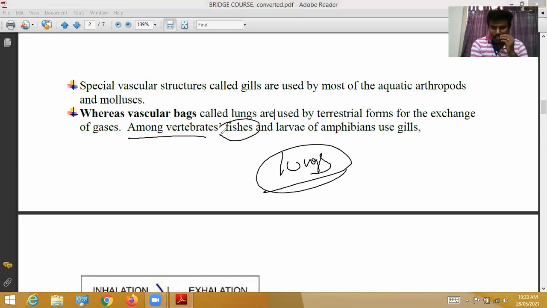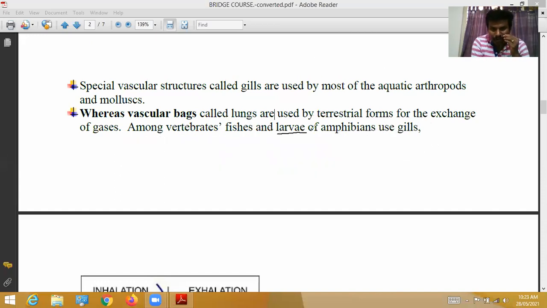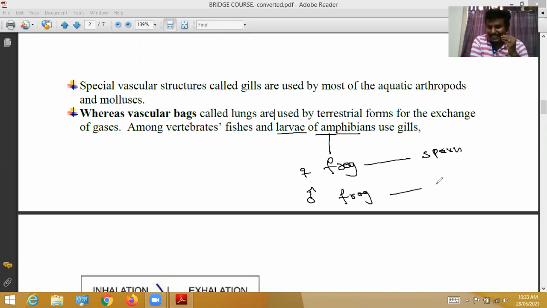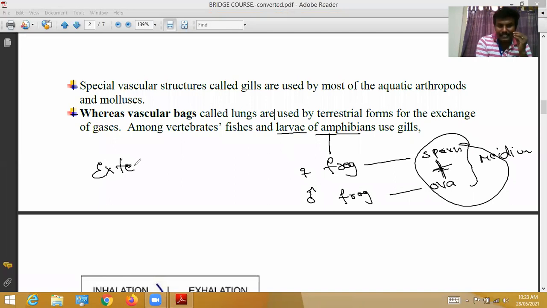Among vertebrates, fishes and larva of amphibians use gills. Fishes we have already discussed, and also larva of amphibians. Amphibians, the example is mainly the frog. It is a female frog, it is a male frog. It can release sperms, and it can release ova to the external medium, external surface. In between them, fertilization takes place. This kind of fertilization is called external fertilization. The fertilization which occurs outside of the body is called external fertilization.